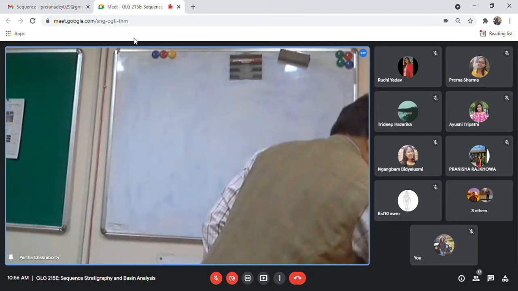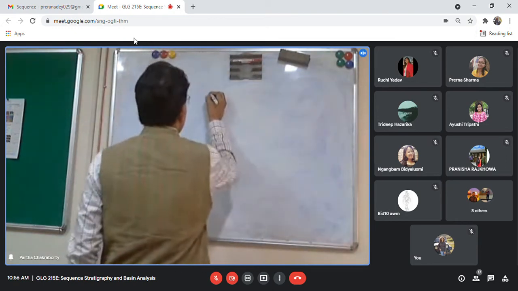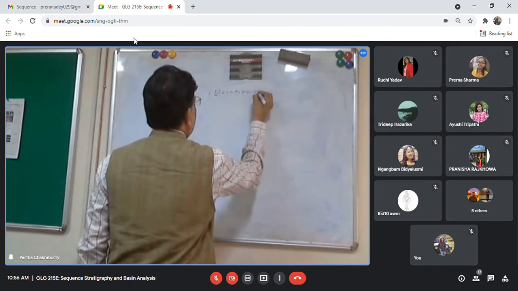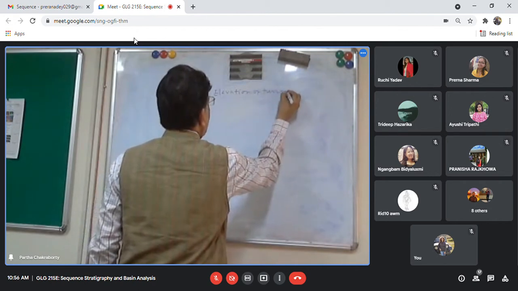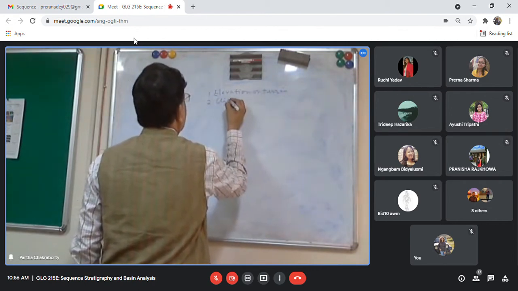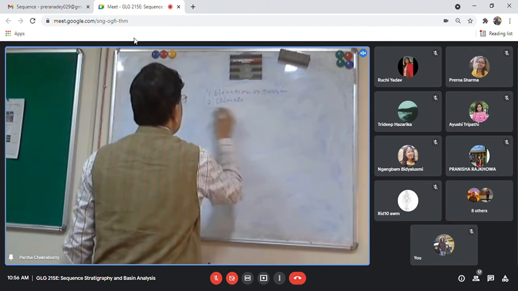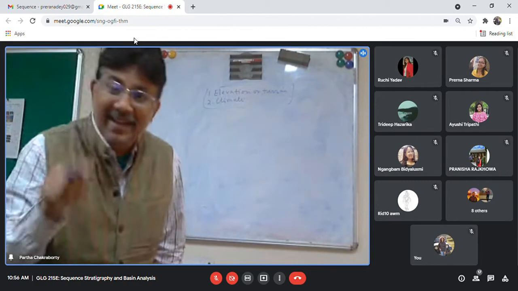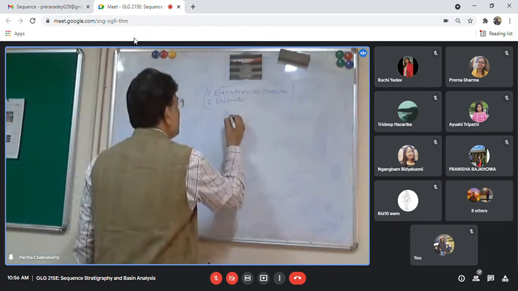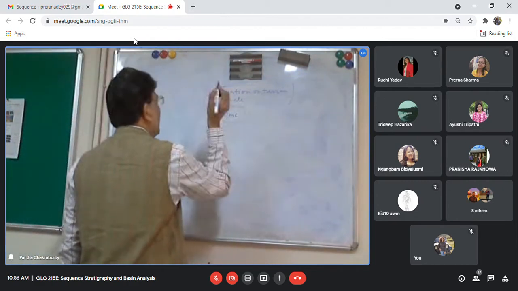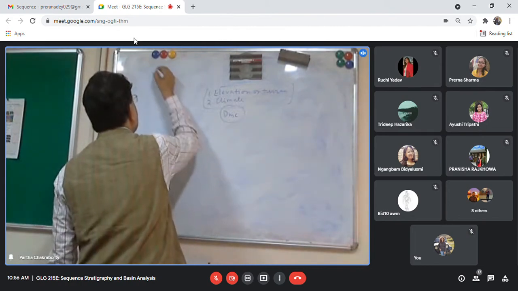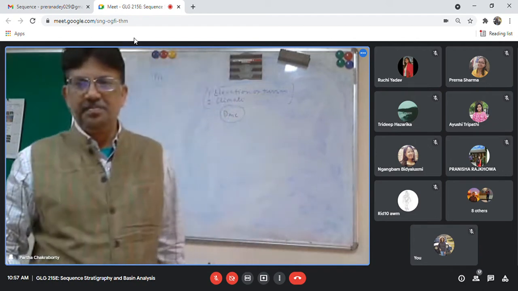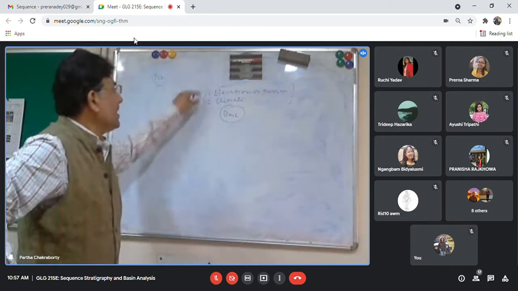One, elevation of terrain, and number two is climate. These two they consider the major factors which basically control the mechanical denudation. That is DMC, the mechanical. Till now we were discussing TCH, chemical denudation. Now mechanical denudation. They say these are the two factors.